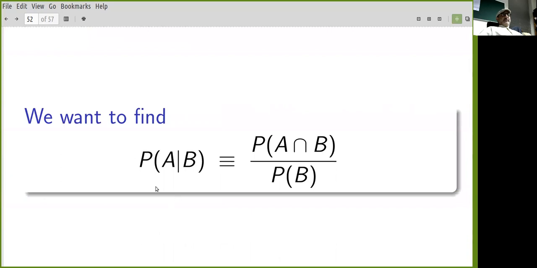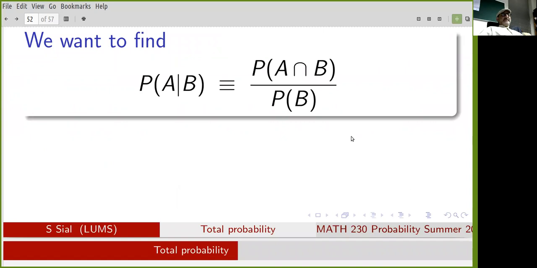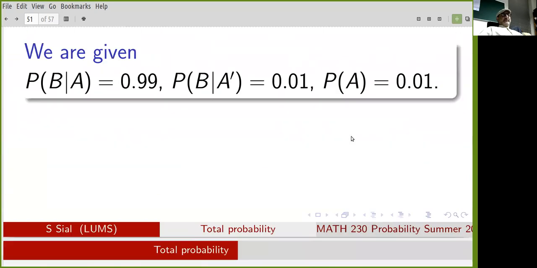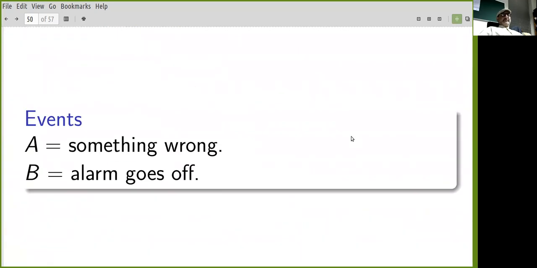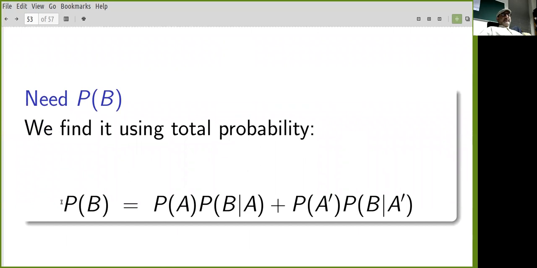What do we want? We want to find the probability that something is wrong given that the alarm has gone off. That by definition is the probability of A intersection B divided by the probability of B. Okay. Well, what's the probability of B? A is that something is wrong and B is that the alarm goes off. So what's the probability that the alarm goes off? Well, A and A complement partition S, right? As any set and its complement will partition the sample space. Any non-empty set and its complement partition the sample space.